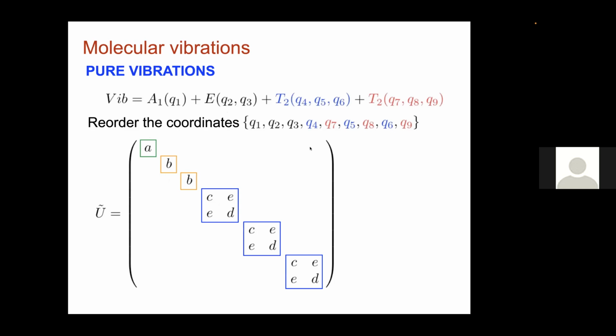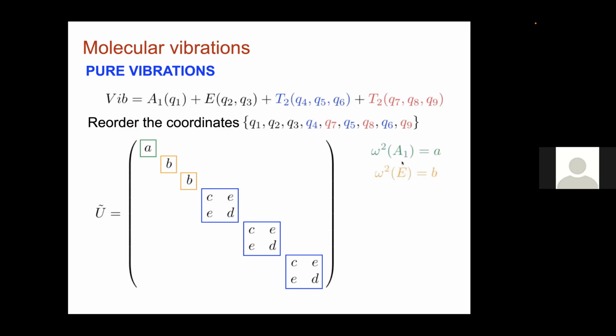And now this is a lot easier to diagonalize. This is already diagonal. So this means that these things are already frequencies. Remember that the eigenvalues of this matrix were the frequencies squared. So this means that the frequency associated to A1 is just this element.